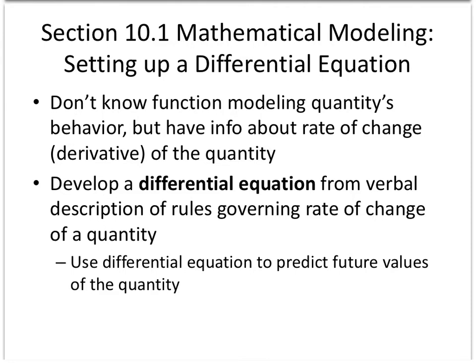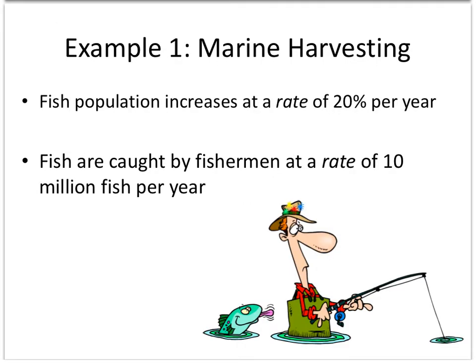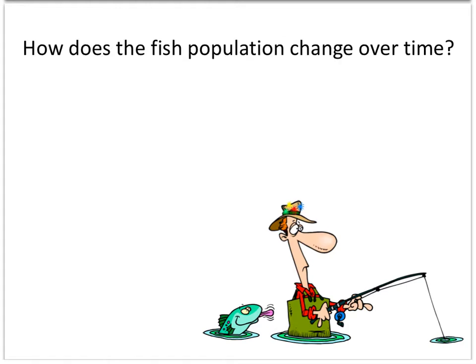So what we want to do in this section is develop a differential equation from a verbal description, word problems, of rules governing the rate of change of a quantity, and then be able to come back and use this differential equation to predict future values. So let's say, for example, a fish population increases at a rate of 20% per year. Fish are caught by fishermen at a rate of 10 million fish per year. How does the fish population change over time?